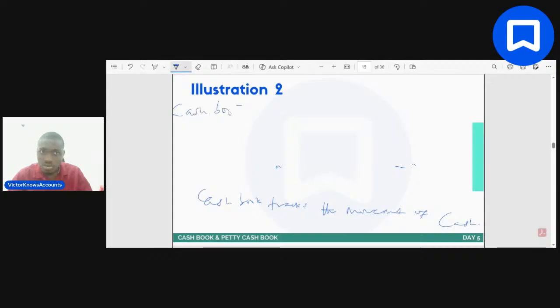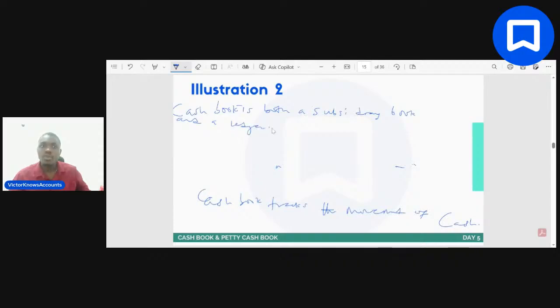Your cash book is both a subsidiary book and a ledger. You must know this. Your cash book is both a subsidiary book and what? And a ledger.